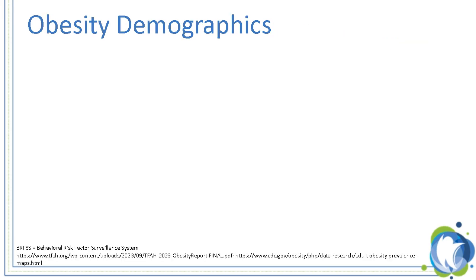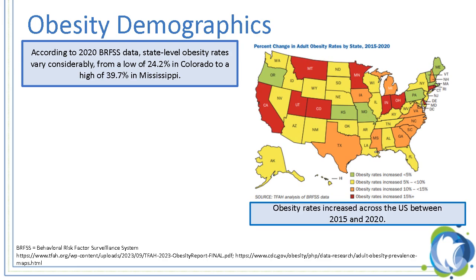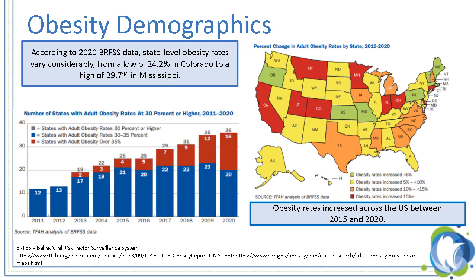Obesity demographics. According to 2020 data, state-level obesity rates vary considerably from a low of 24.2% in the state of Colorado to a high of 39.7% in Mississippi, as we can see in the graphic on the right-hand side. We have increasing obesity rates in the United States since the early 2000s, as we can see on the graphic at the bottom of the screen. The blue bar are states with obesity rates between 30 and 35%. And the red bar we start to see in 2013 are states with an obesity rate over 35%. And as the years progress to 2020, we continually see an increase in number of states that have an adult obesity rate of greater than 35%.